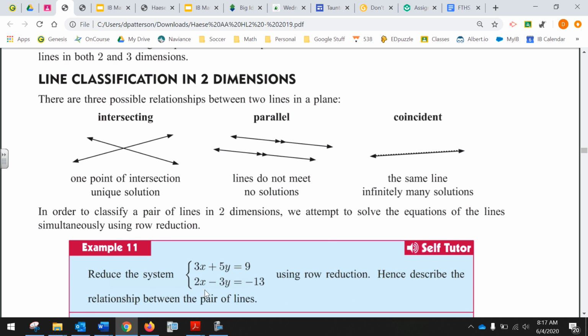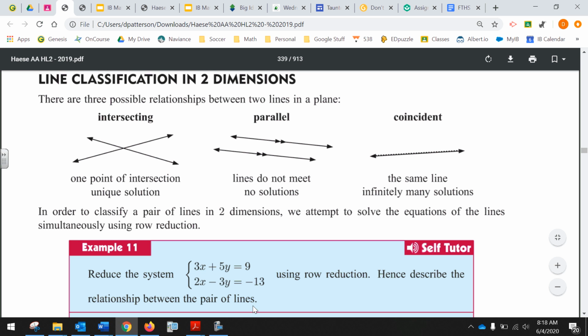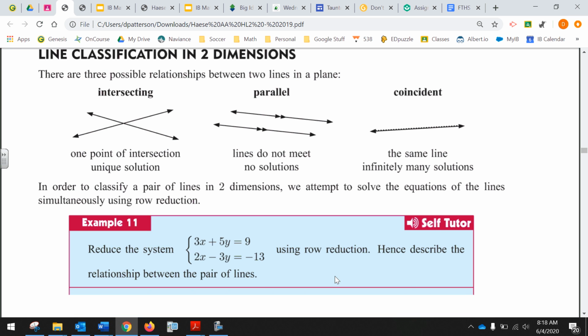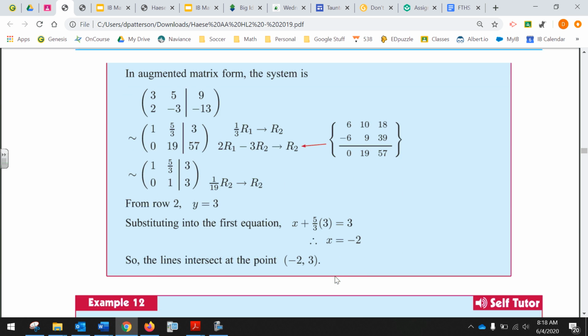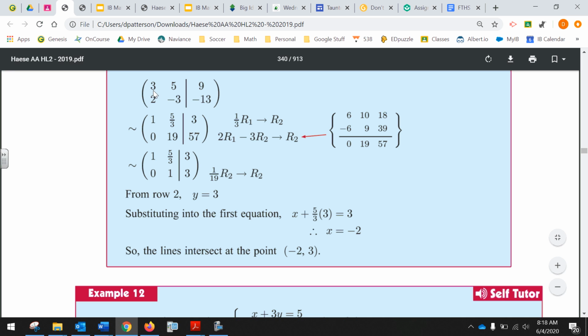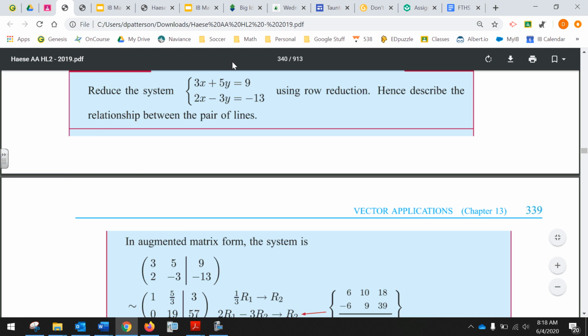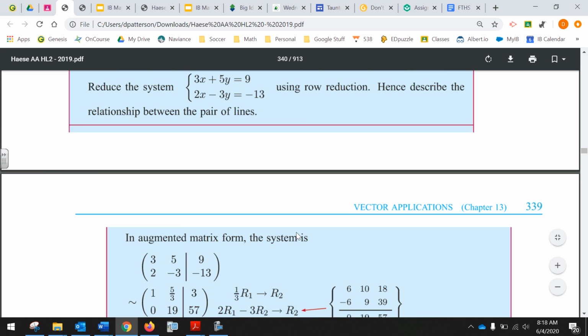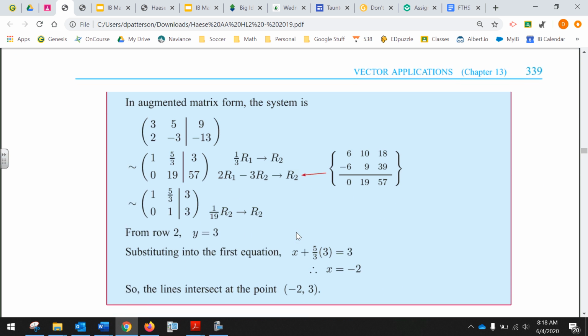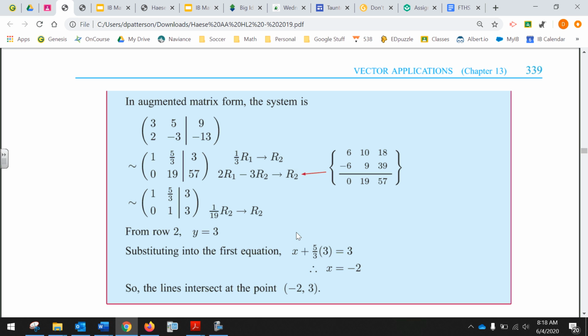So let's take a look at this first example. It says reduce the system using row reduction, hence describe the relationship between the pair of lines. So we have to use the row reduction before we can figure out the type of system that we have here. So we augment the matrix, right? We put it into 3, 5, 9, 2, -3, -13, and we have to make sure in this case they were both in standard form, but if they were not in standard form, we'd have to convert them to that first before we can go ahead and do this augmented matrix here.